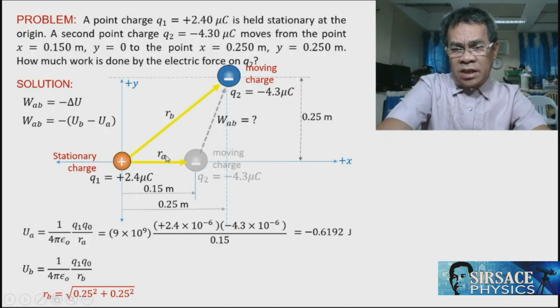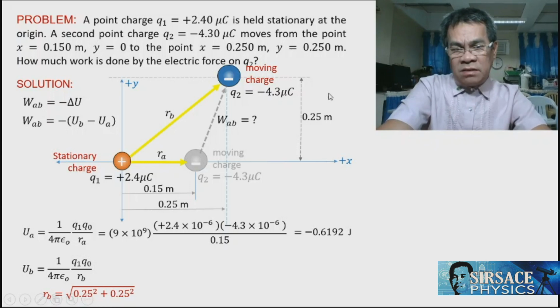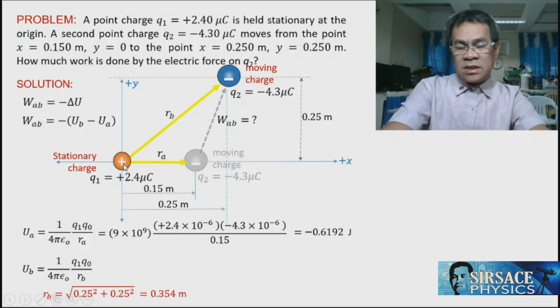So by the way, we need to know how much this position is. For the initial one we did not calculate because it is already 0.15 along x. But for this one, we need to use the Pythagorean theorem because this forms a right triangle. This side is 0.25 and this side is 0.25. This is 90 degrees, and this will serve as the hypotenuse. To compute the hypotenuse, take the square root of the sum of the squares of the two sides, the vertical side and the horizontal side. The answer is the distance of the final position from the nearest point charge: 0.354 meter.